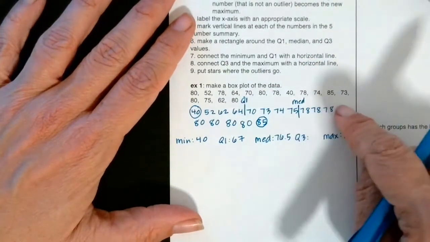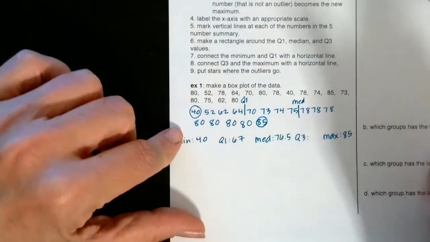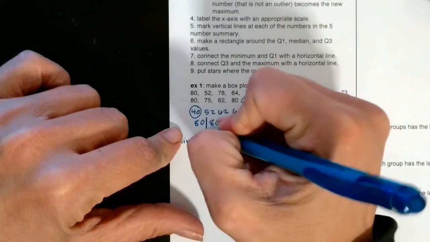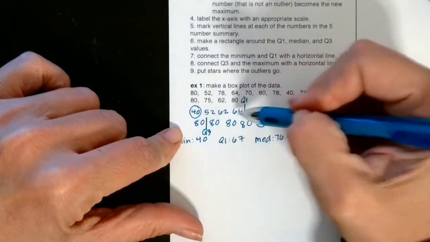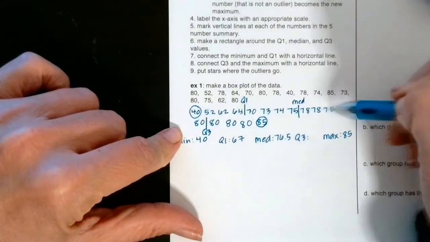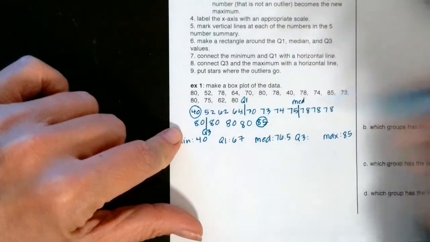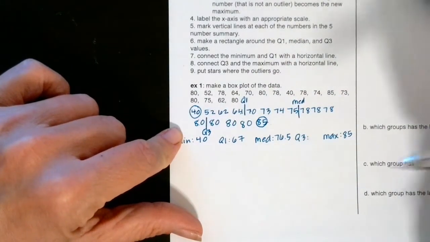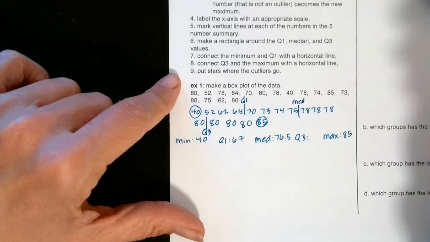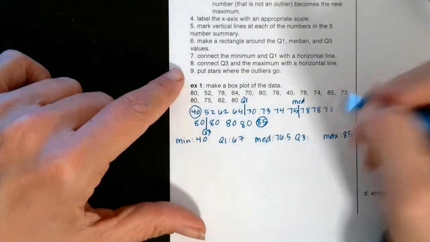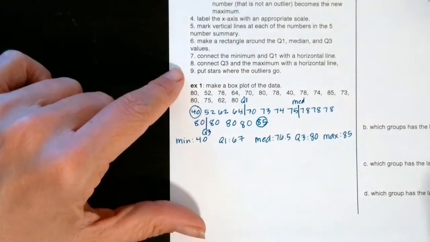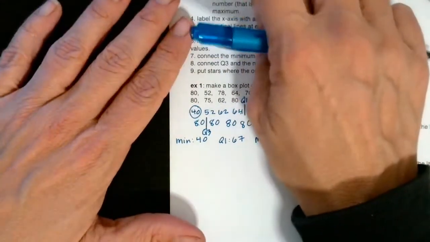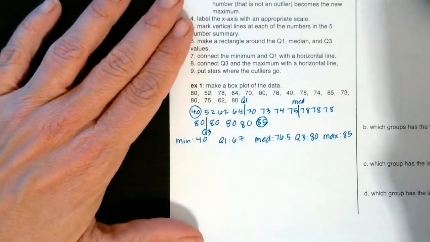And then same thing over here, Q3 is going to be right here, because there's 4 numbers, then 4 numbers, then 4 numbers, then the 4 numbers. And you do include the min and max when you're finding these. So this is going to be 80. Alright, so step 2 up here says to find the 5-number summary.